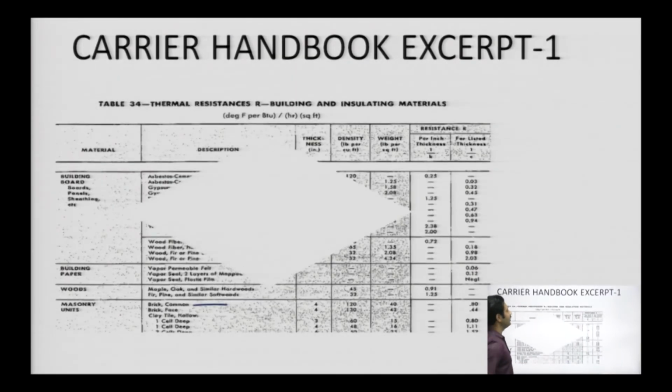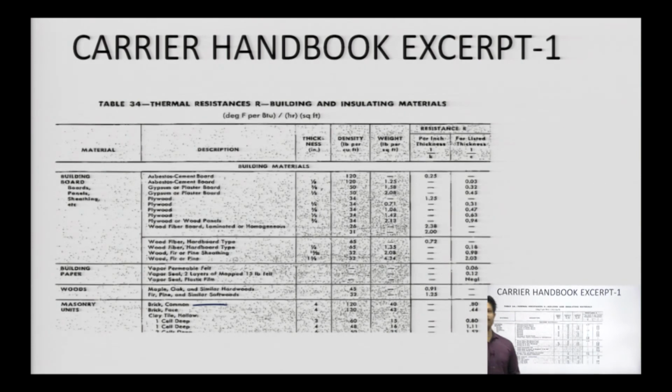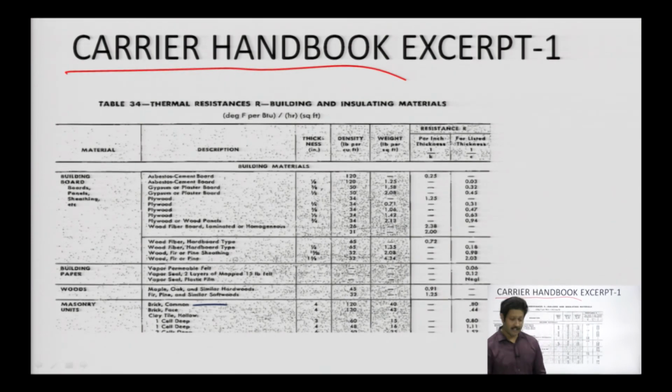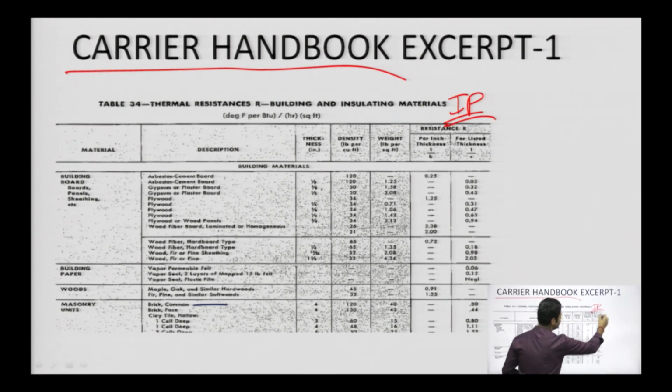This you won't find in your textbooks. This is basically the Carrier Handbook. You might have heard about Willis Carrier, the founder of Carrier Air Conditioning, a reputed organization across the globe. The only thing is that this is in IP units, imperial units.